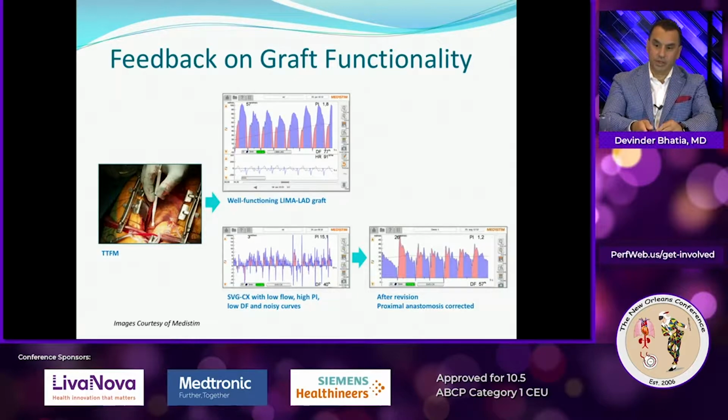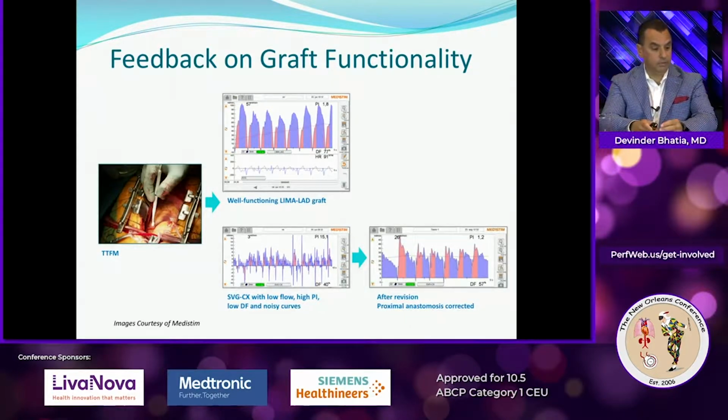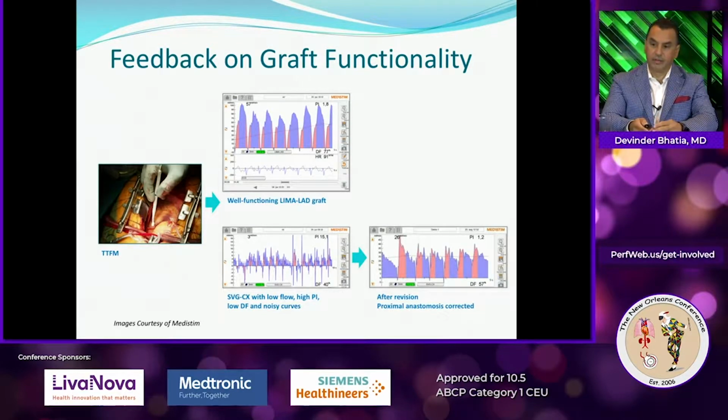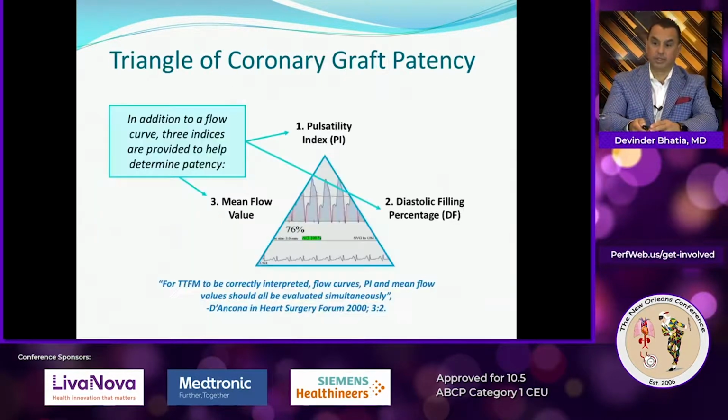The middle lower shows a vein graft to the circumflex with a very low flow, a high pulsatility index, and a low diastolic filling. You really want high flow, a low pulsatility index less than 5, and a diastolic filling of anywhere, depending on whether it's the left side or a right side, between 50 and 75%. So look what happened after the surgeon revised this. Now the same bypass graft shows a wonderful flow rate, a low pulsatility index, and a diastolic filling of, I can't see, I think 57%, within acceptable limits.